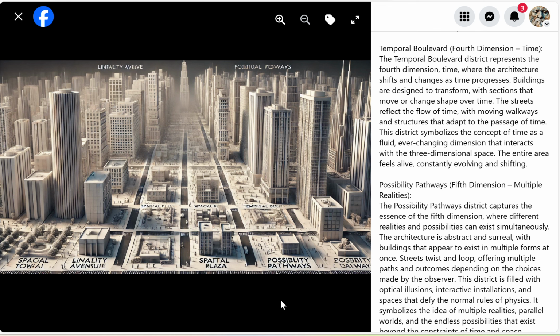Symbolism. This district is a representation of time's role in shaping space. It invites reflection on the impermanence and ever-changing nature of reality, as the city itself breathes and transforms with the flow of time.